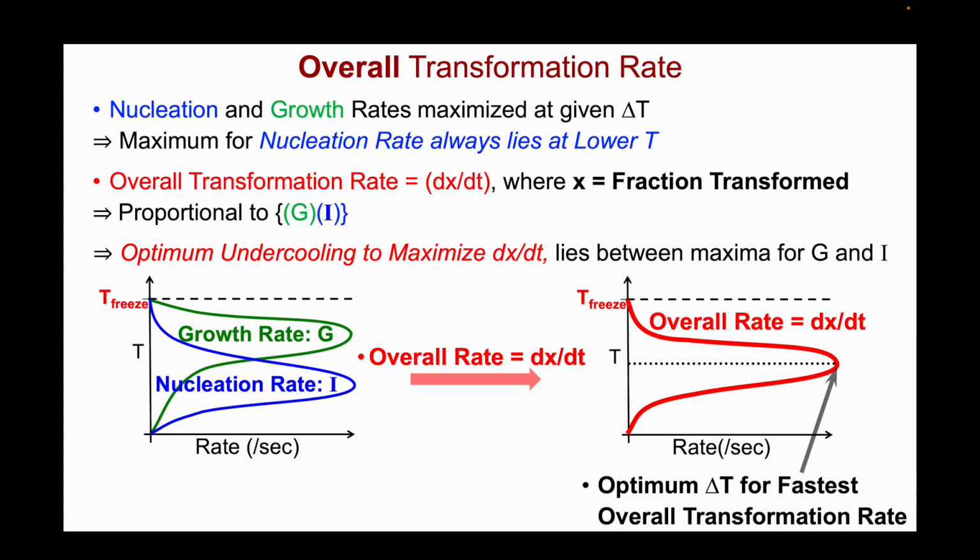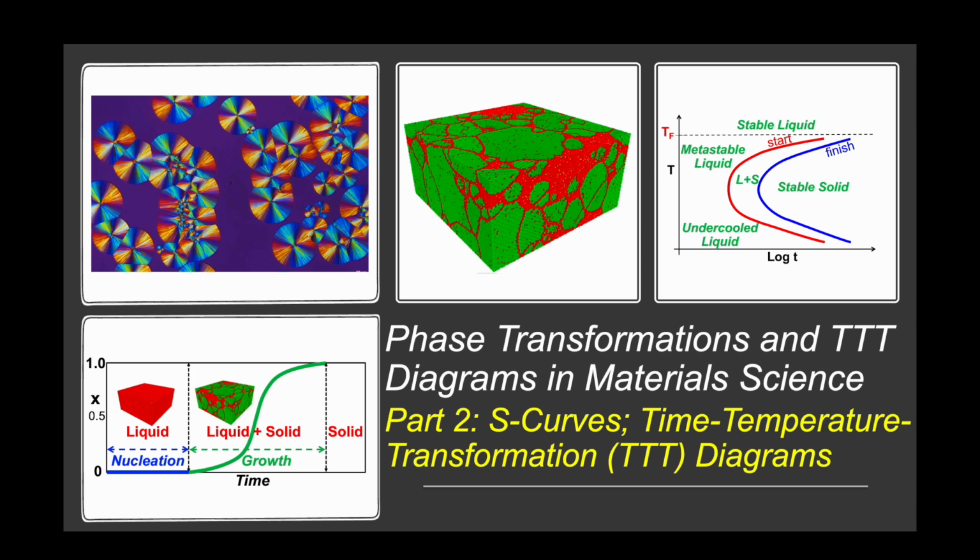In the next part of these videos, we'll look at how we can use these rate curves to plot the extent of the transformation as a function of temperature and time, and we'll generate the so-called time-temperature transformation, or TTT diagrams.